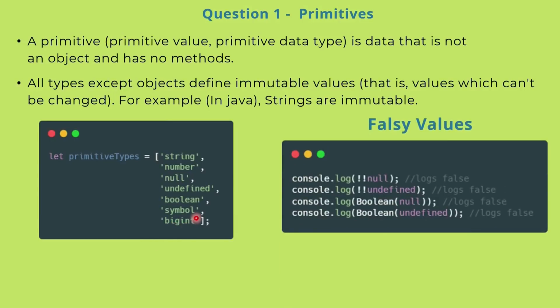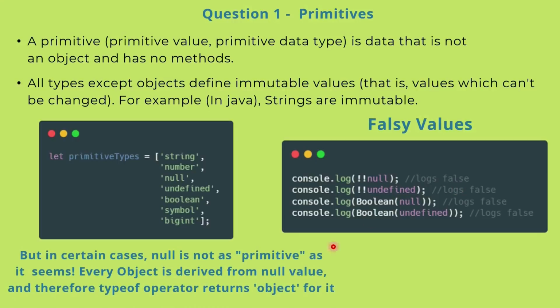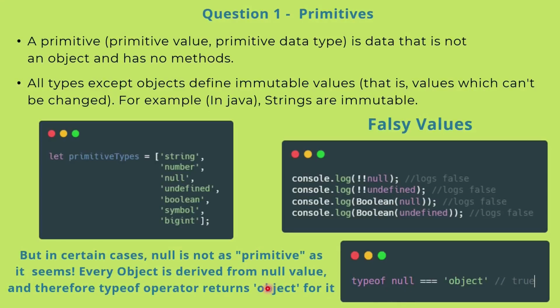So what are falsy values in JavaScript? If we take a double not operator of a value, or we pass the value in the Boolean function, and if it returns false, then this becomes a falsy value. In this case, as we can see, null and undefined are falsy values. In certain cases, null is not as primitive as it seems, because every object is derived from null values. So if we compare null value with an object type, then it returns true.